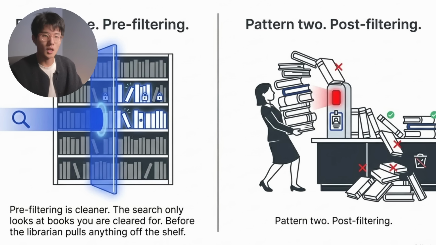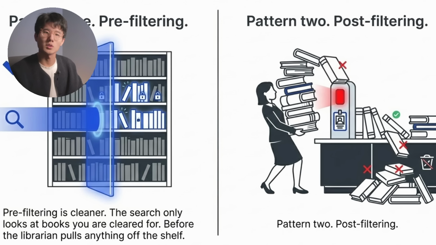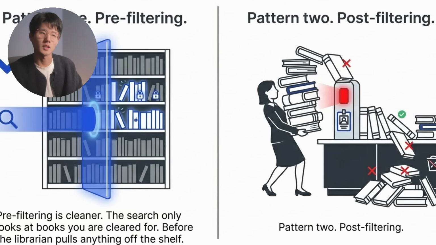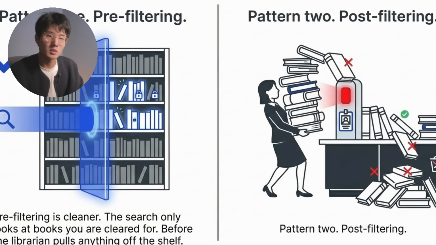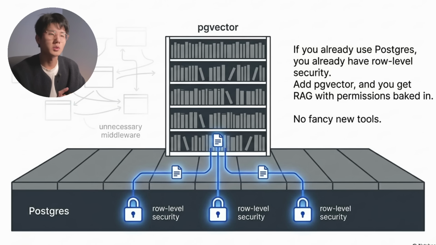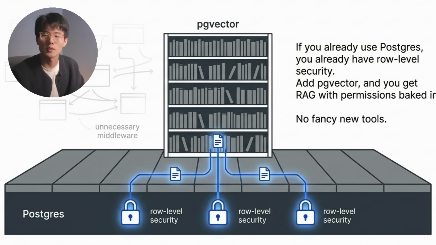Every book in the library is tagged with who is allowed to read it. The search only looks at books you are cleared for. And there's post-filtering, where the librarian is responsible. The librarian grabs a bunch of books, then checks your badge before handing them over. Either works, but pre-filtering is usually cleaner. What most people do not realize is that if your company is already using a database like Postgres with row-level security built in, you can add a vector extension like pgvector and you get RAG with permissions baked in. There are no fancy new tools required. Don't make it more complicated than it already is.